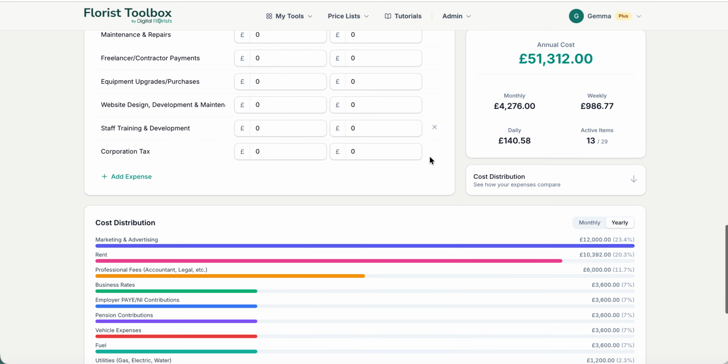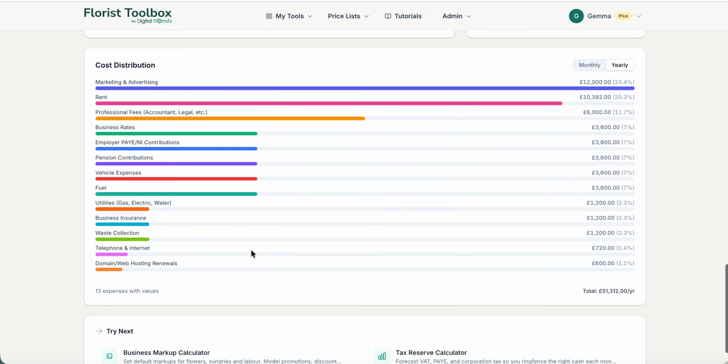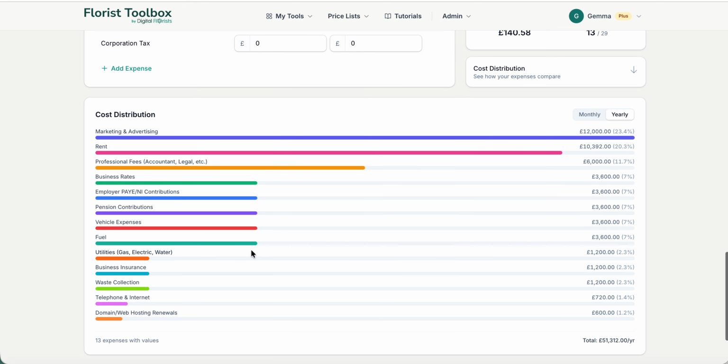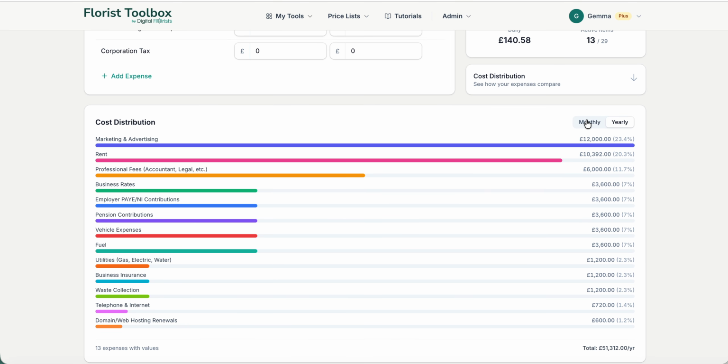And then if you come down to the bottom here, it shows you a graph of what costs are high in comparison to other ones, which can be interesting as well, and that can give you food for thought. And you can see that yearly, or you can see it monthly. Obviously the graph stays the same regardless if it's monthly or yearly, but the figures here differ. It also shows you the percentage of your total operating cost that those particular costs cover.